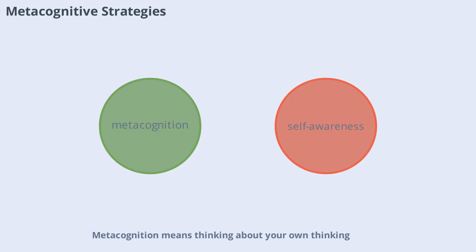Metacognition means thinking about your own thinking. Metacognitive strategies involve planning how to approach a task, monitoring your progress, and evaluating your results. For example, before starting a project, you might set goals and decide which strategies to use. As you work, you check your understanding and adjust if needed. Afterward, you reflect on what worked and what didn't. This self-awareness leads to continuous improvement.